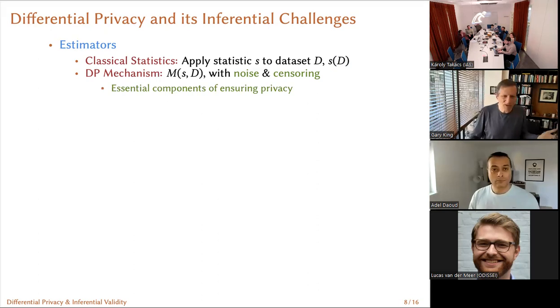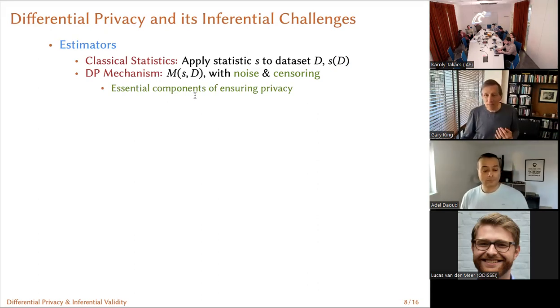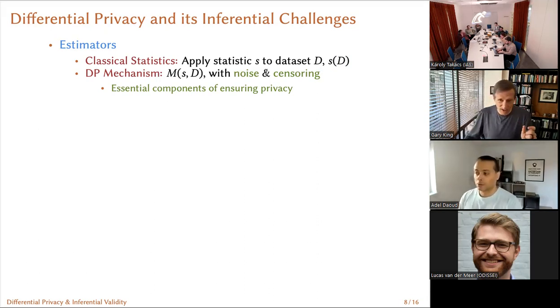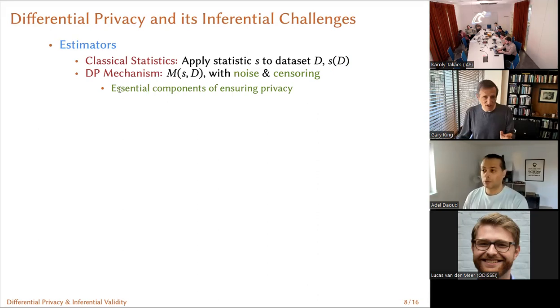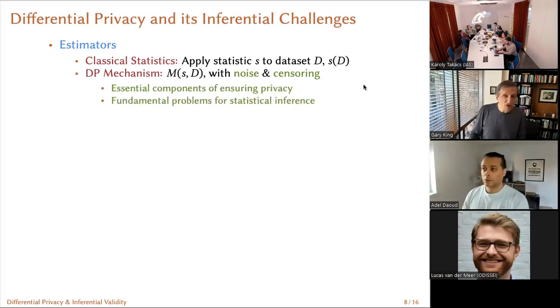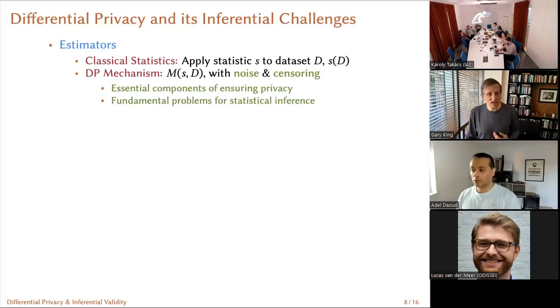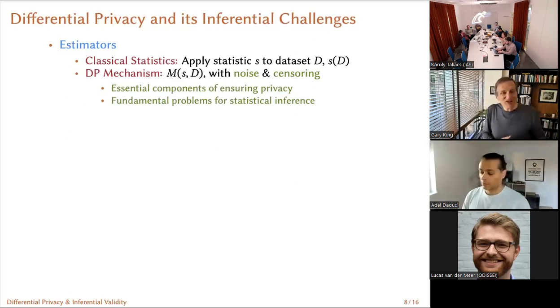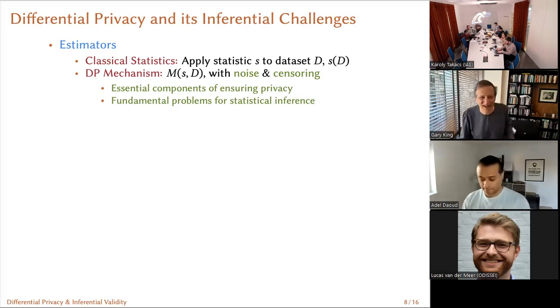So let me tell you what the precise definition is. But when I do that, let's understand here that the precise way that we're going to add noise and the precise way that we're going to do censoring are the things that ensure privacy. And there are also fundamental problems for statistical inference. You take our data and you mess with it, you add noise, you slap down the big values. Of course, that's going to add bias. We're going to have to deal with that.